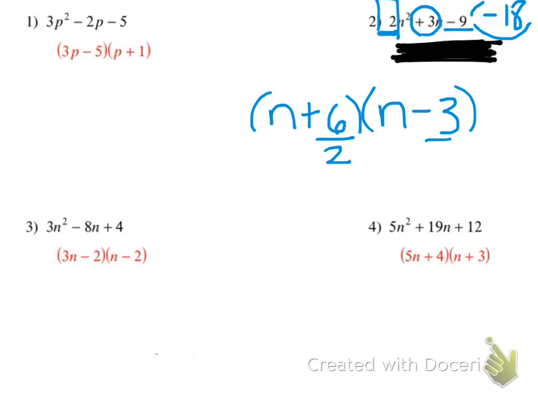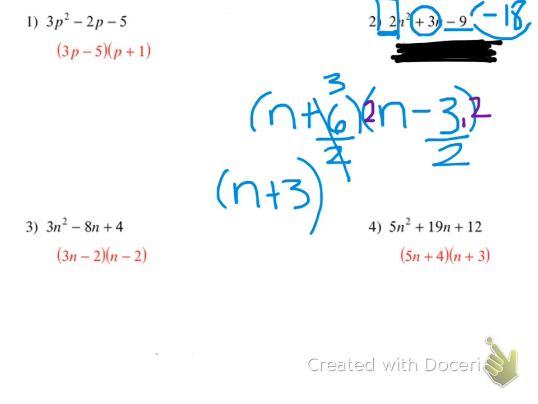Put it under these. Now, simplify if you can get an integer, a number that is not a fraction. So here I can: 6 divided by 2 is 3. So my first binomial is n plus 3. Look at the other binomial. I can't have that fraction there, so I do that little switcheroo. I multiply this by 2 and this by 2. Those 2s cancel out, and we wind up with 2n minus 3.